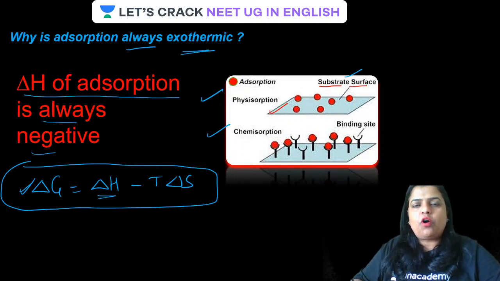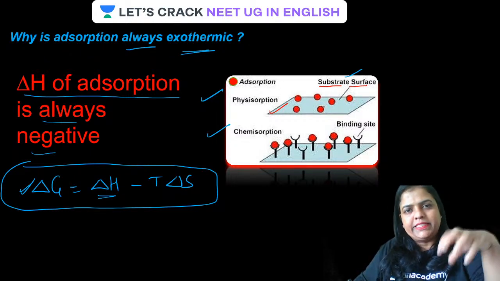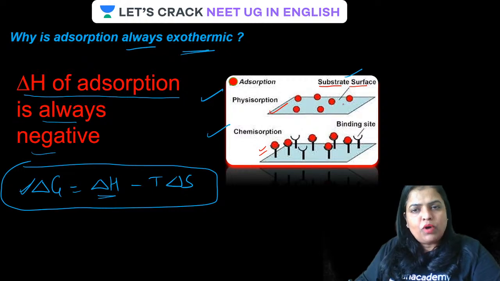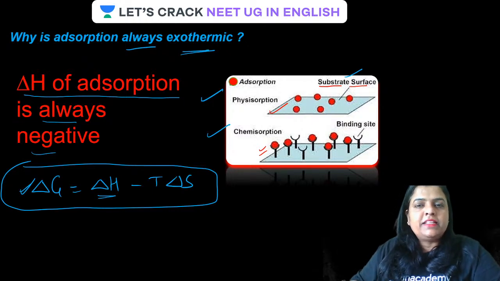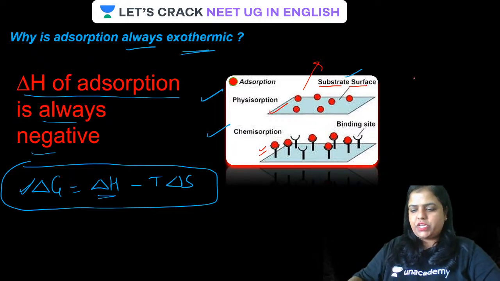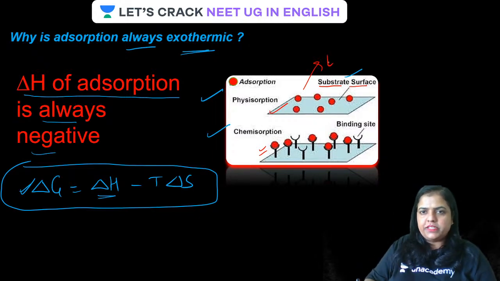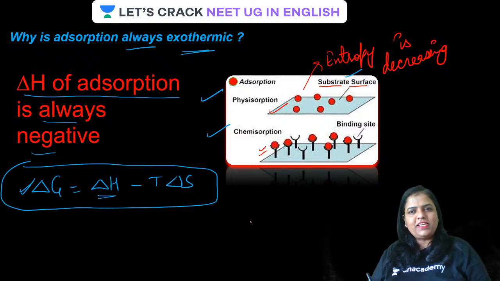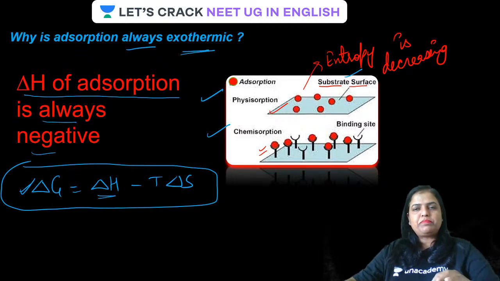The substrate molecule gets adsorbed on the surface of the adsorbent. During this process, whether you talk about physical adsorption, where they simply adhere to the surface, or chemisorption, where they form bonds, what actually happens? The entropy is decreasing. I'm repeating, in such a case the entropy is decreasing. All clear, guys? So what happens due to that?